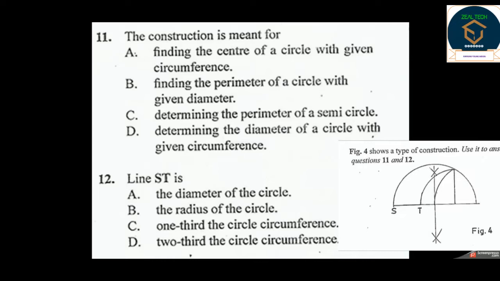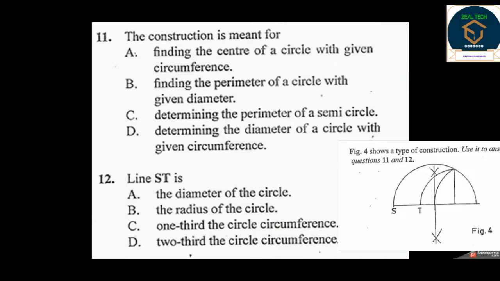Actually, this construction you are seeing here is used for, look at number 11, it says the construction is meant for A, finding the center of circles with different circumferences. No. B, finding the perimeter of a circle with given diameters. No. C, determining the perimeter of a semicircle. No. D, determining the diameter of a circle with a given circumference. The answer is D. This construction is used to determine the diameter of a circle when the circumference is given to you as a straight line.